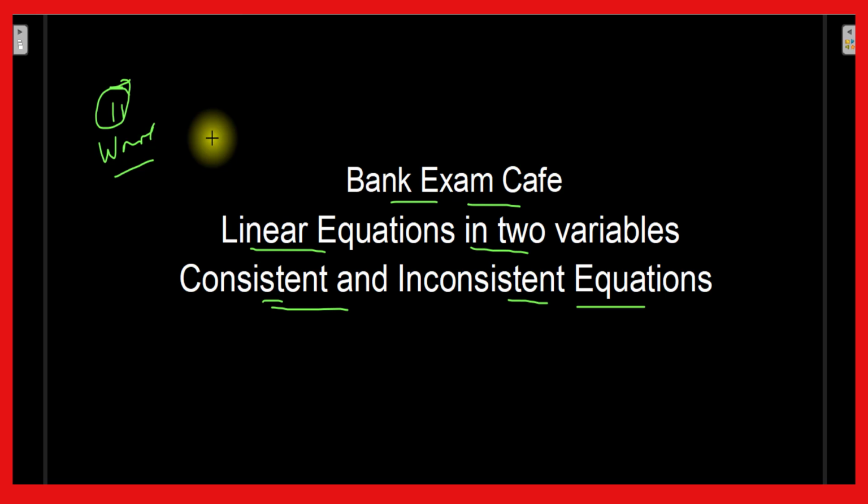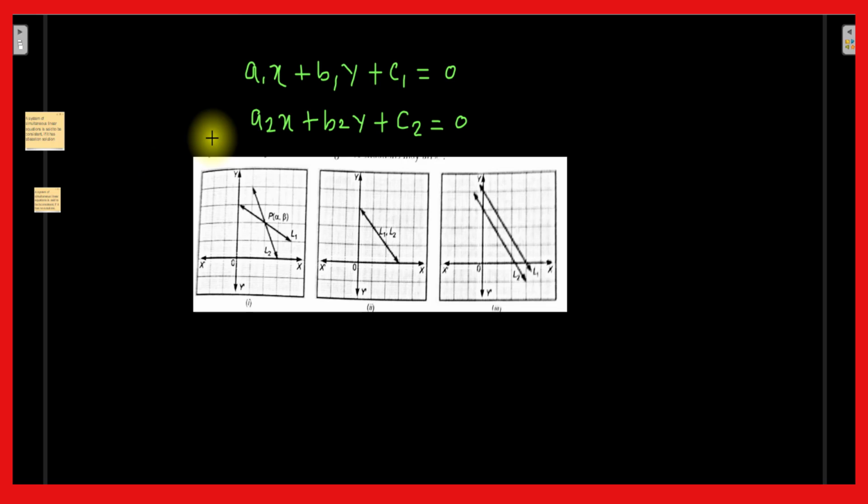Now let us move further with the consistent and inconsistent equations. Here, let us see there are two equations: a1x plus b1y plus c1 is equal to 0, this is the first equation, and a2x plus b2y plus c2 is equal to 0, this is the second equation.